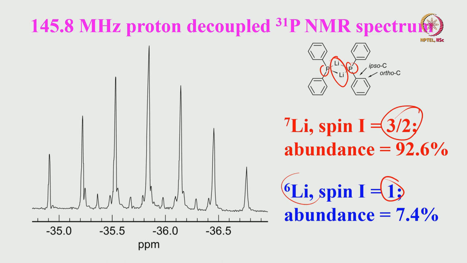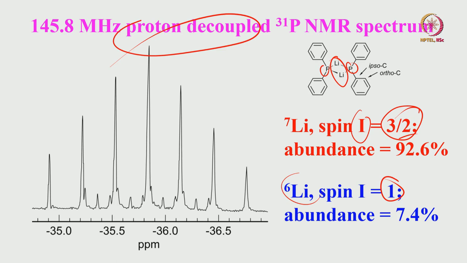Lithium 7, spin 3/2, when it is coupled to phosphorus, what type of spectrum are you going to get? Remember, it is proton completely decoupled. It does not couple to proton. Only we are looking at lithium phosphorus coupling. Carbon has very weak natural abundance, forget it.